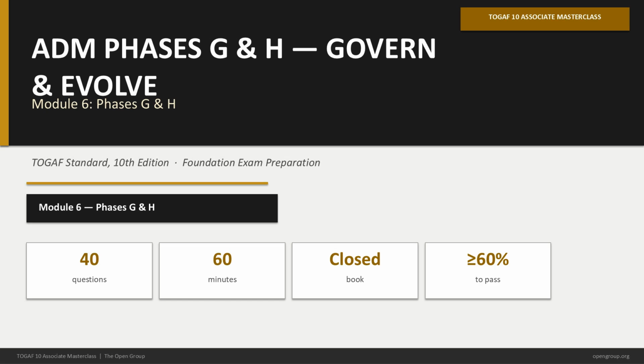Welcome to Module 6, the final two phases of the ADM. We've envisioned, designed, and planned the architecture. Now Phase G makes sure it actually gets built the way we intended, and Phase H keeps it healthy and relevant once it's live. These two phases are about realization and renewal, governing the build, then governing the change. Two ideas dominate the exam here: the architecture contract in Phase G, and the three types of architecture change in Phase H. Let's master both.